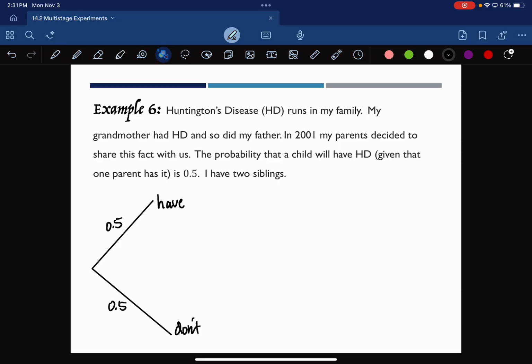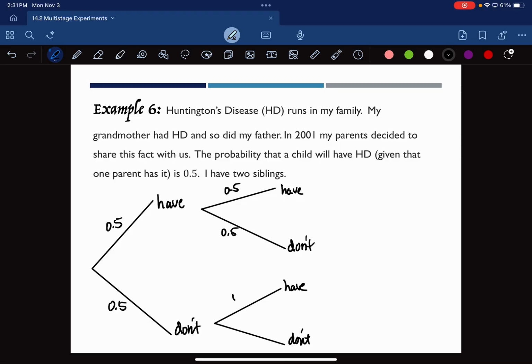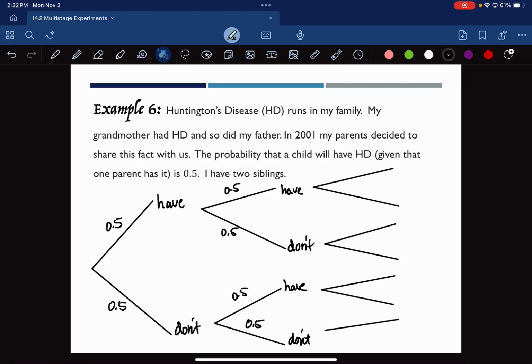My sister is the second. And she's got these branches, and the same is true for her. She either has it or she doesn't. And all the probabilities, again, are 0.5. My brother is the youngest, so he's these last set of branches. And I'll abbreviate with H and D at this point now, if you're okay with that, just so I don't have to write quite as much. He either has it or he doesn't.